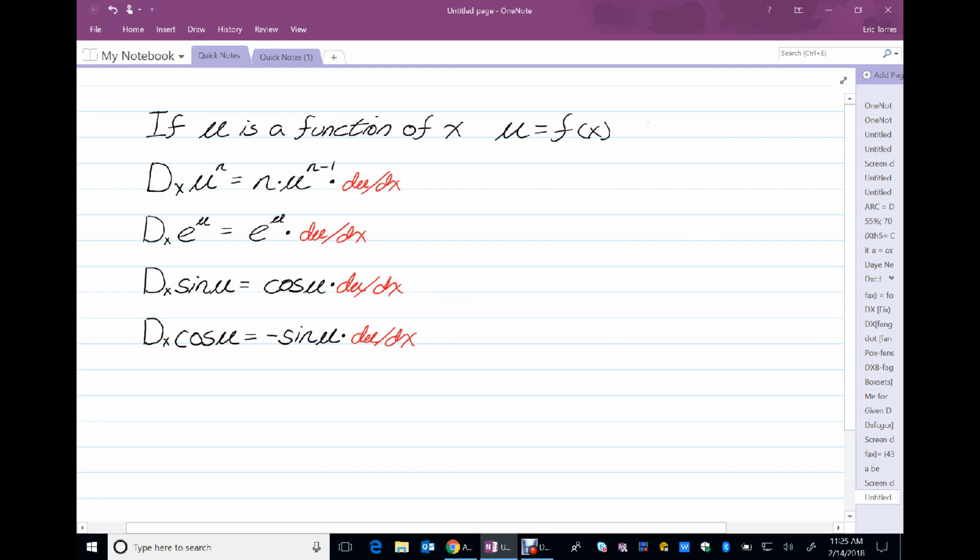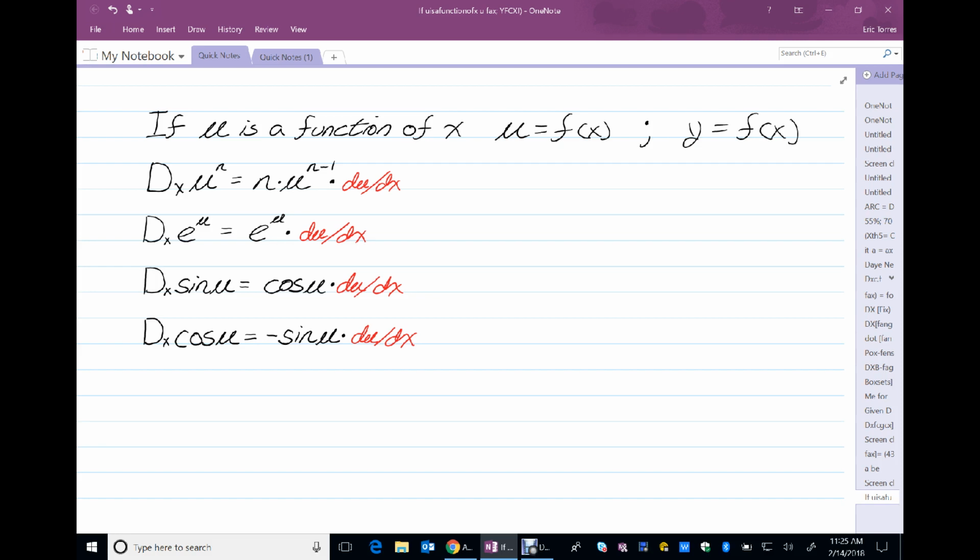which also implies that if I have Y as a function of X, then in every one of these formulas I've written here, I can replace the U with a Y. It's just a different letter. Either way, it's a function of X. This is implicit differentiation's foundation.